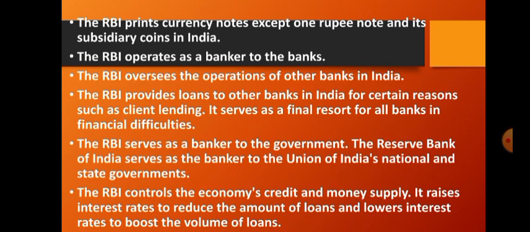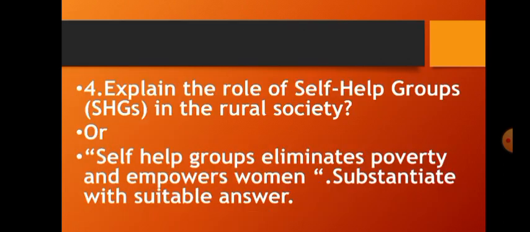The RBI provides loans to other banks in India for certain reasons such as client lending. It serves as a final resort for all banks in financial difficulties. The RBI serves as a banker to the government. The Reserve Bank of India serves as the banker to the Union of India's national and state governments. The RBI controls the economy's credit and money supply. It raises interest rates to reduce the amount of loans and lowers interest rates to boost the volume of loans.